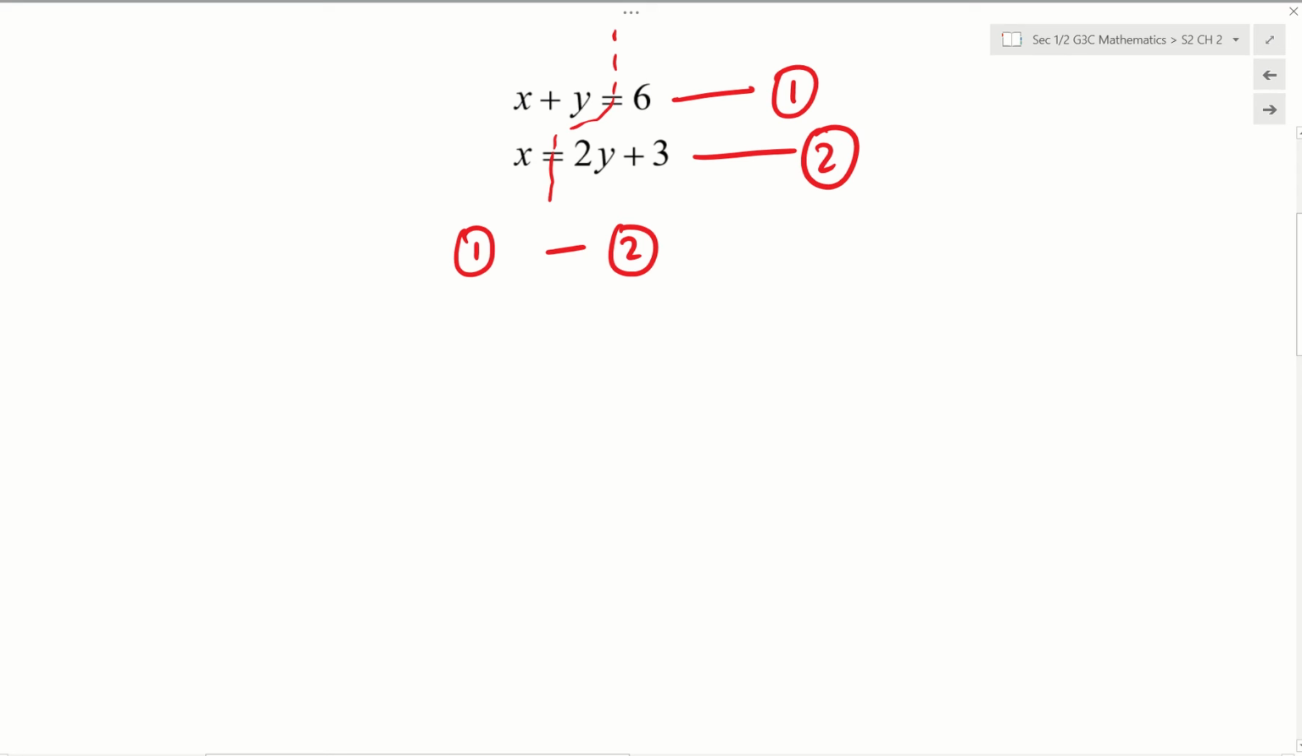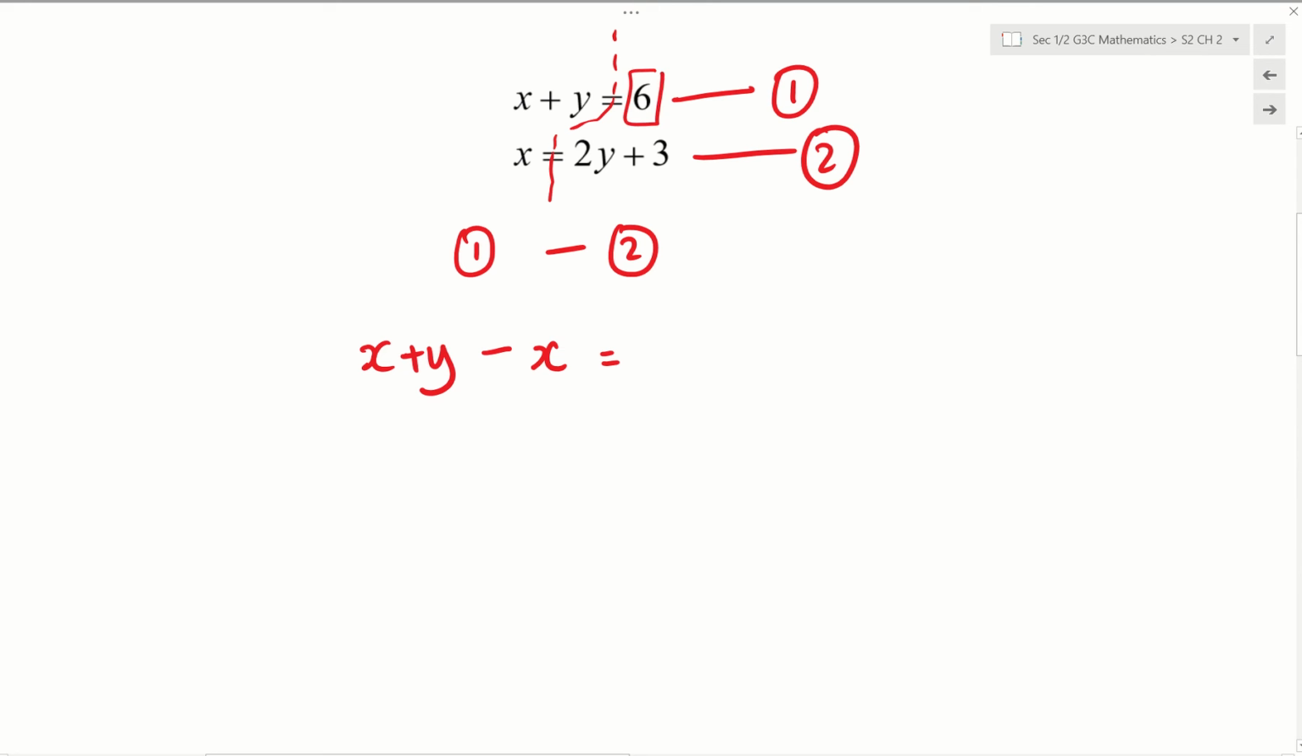On the left hand side, we will copy down whatever is on the left hand side of equation 1, which is x plus y, and we're going to subtract away the left hand side of equation number 2, which is simply x. Now the left hand side is completed. We'll now deal with the right hand side. Again, we're using equation number 1 minus equation number 2.